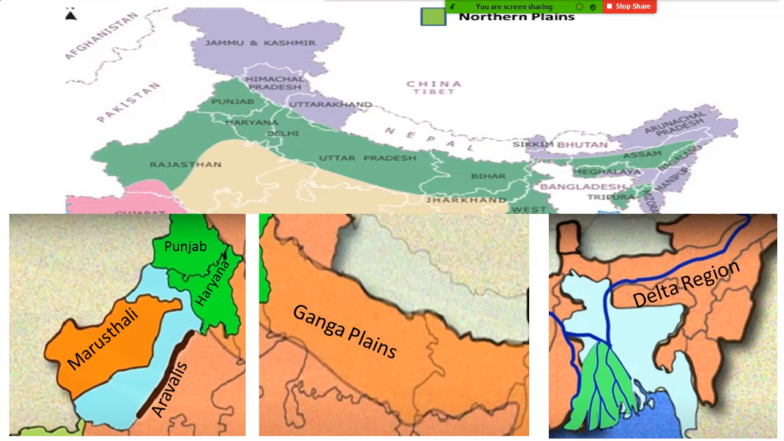Since the river Satluj and its tributaries flow through this region, a lot of alluvium is deposited here, making it a very fertile region. Therefore, agriculture is practiced on a very large scale in this region. This region slopes towards the west.